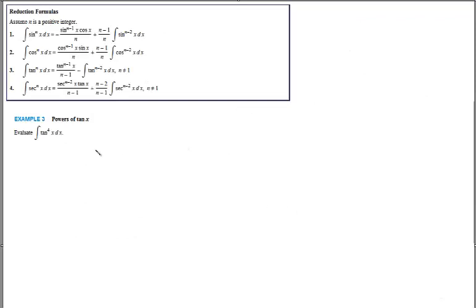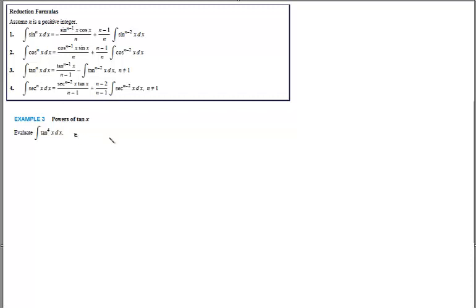These reduction formulas are handy. I probably would have just used the identity for tangent squared and secant squared and reduced it that way, but let's see if we can do what they're asking us to do here, where our n is 4. So I'm going to use reduction formula 3 where n is 4.